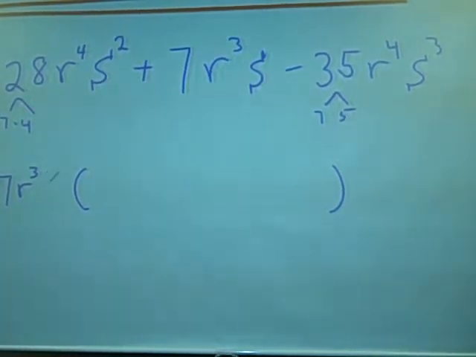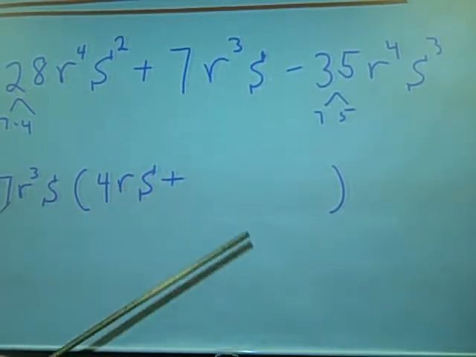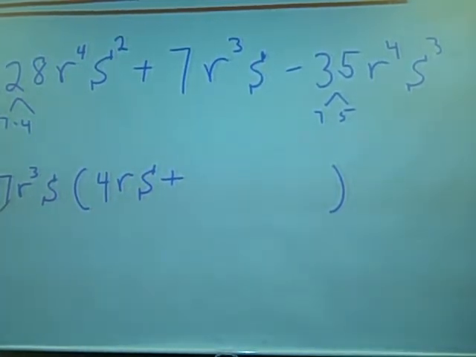All right, so we figure we factor out 7r cubed s. So we factor out 7r cubed s from the first term, right? And that gives us 4r s. All right, questions with that? Plus. So now we factor out 7r cubed s from 7r cubed s, and what does that leave us with? 1. That's right. Very good. 1. Minus 7 factored out of 35 is 5.